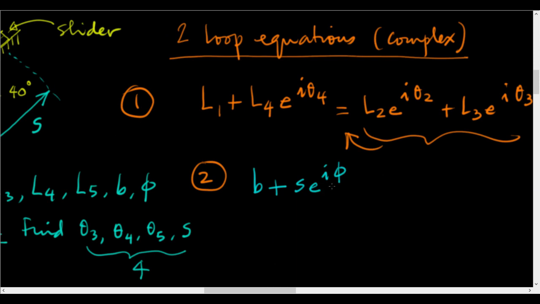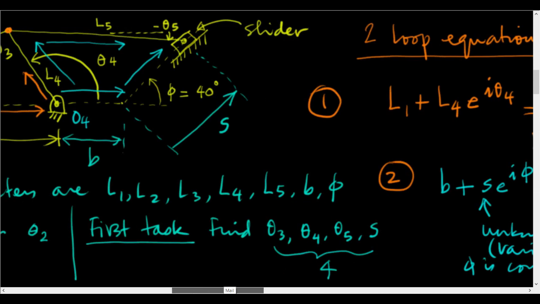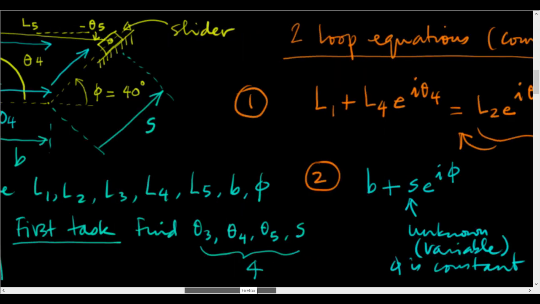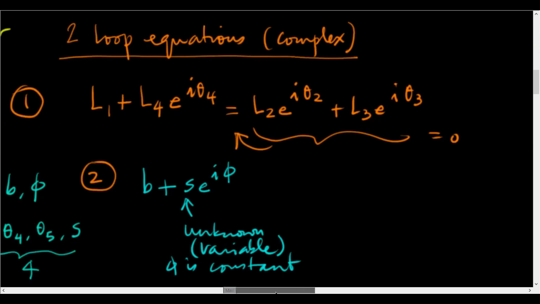Now I want you to remember that phi is constant. Phi is 40 degrees for this problem. It is S that is unknown. This is unknown, or a variable. Phi is constant. Okay. Now we will complete the loop equation by saying this is equal to, the one with L4 and L5. So this is S again there. Yes, S here. S here. Right. L4 and L5 is equal to L4 e to the power I theta 4 plus L5 e to the power I theta 5.